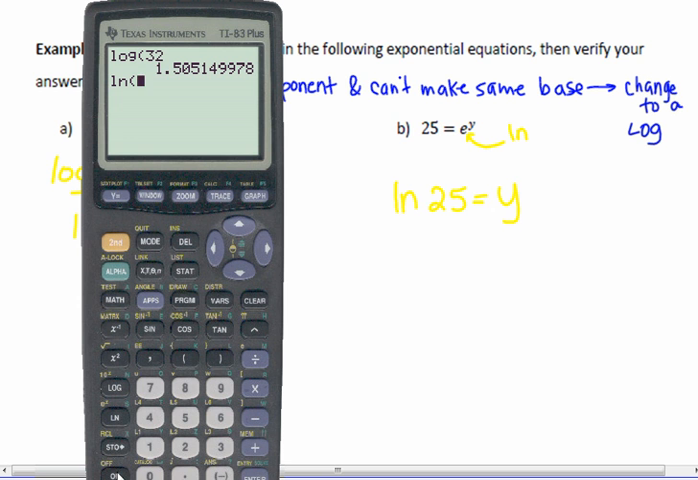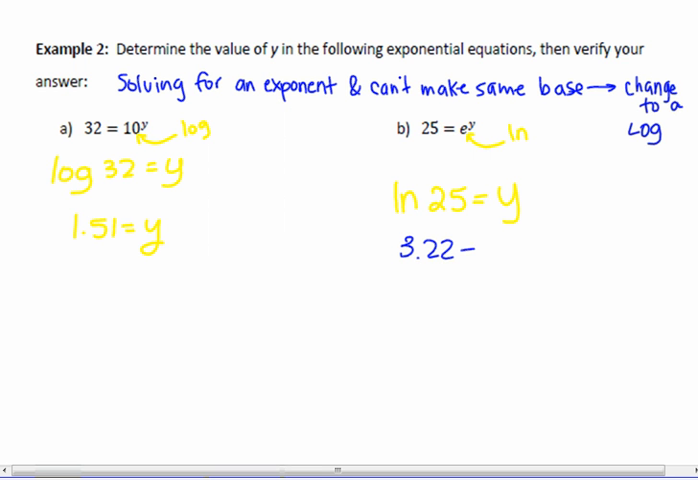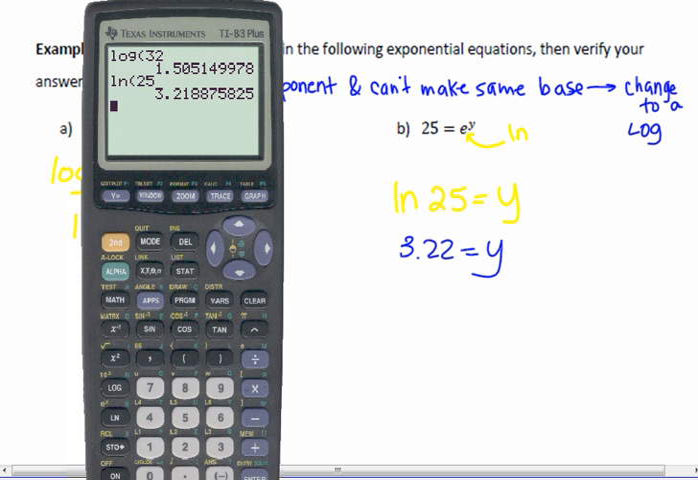Let's tighten it. So natural log 25 is 3.22, so y is 3.22. Okay, how can we verify our answers? How can I check my answer here? Into the original equation, e to the power of, and then I could just go answer. So whatever I just got should equal to what? Should equal 25, and it does.